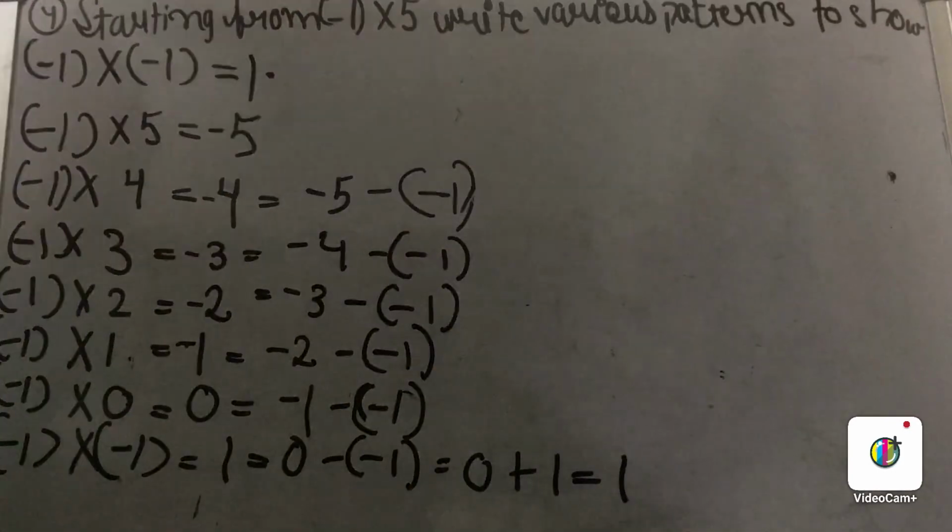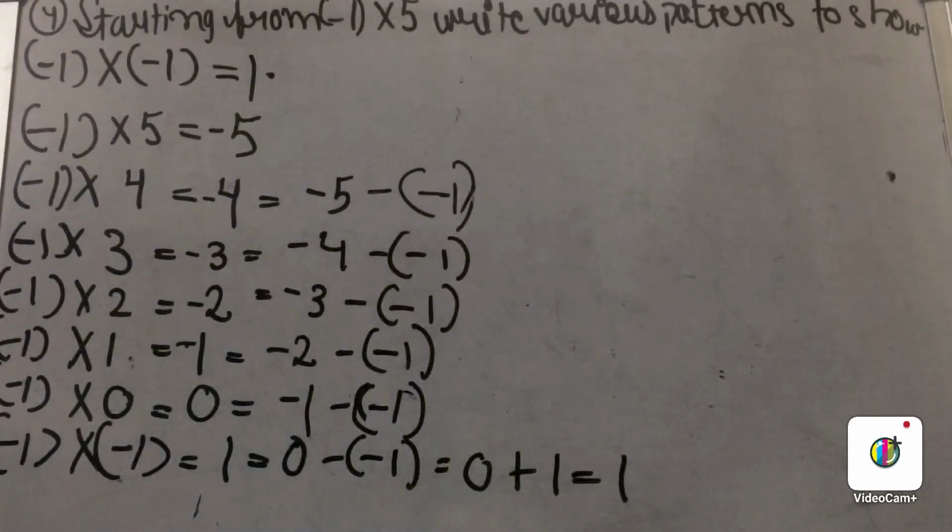So this was our pattern from which we showed minus 1 multiplied by 5 to minus 1 multiplied by minus 1. This was our question number 4. Now let us come to our question number 5.